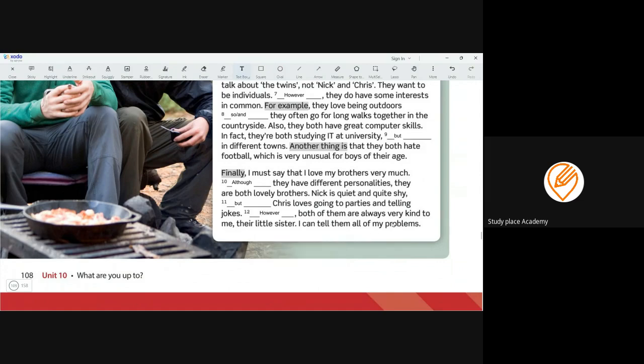However, both of them are usually very kind to me, their little sister. I can tell them all my problems.